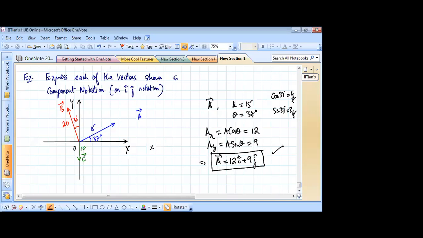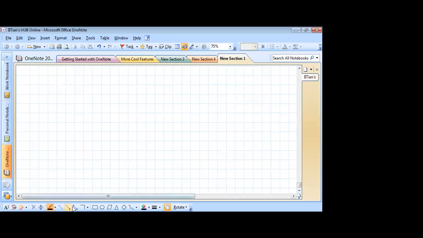Now the story of B is a little bit more complicated. For B, you will have to understand that the way the vector B is drawn, its angle is lying in the second quadrant. So we have to understand that this angle for B is actually 120 degrees. And B's magnitude was 20.